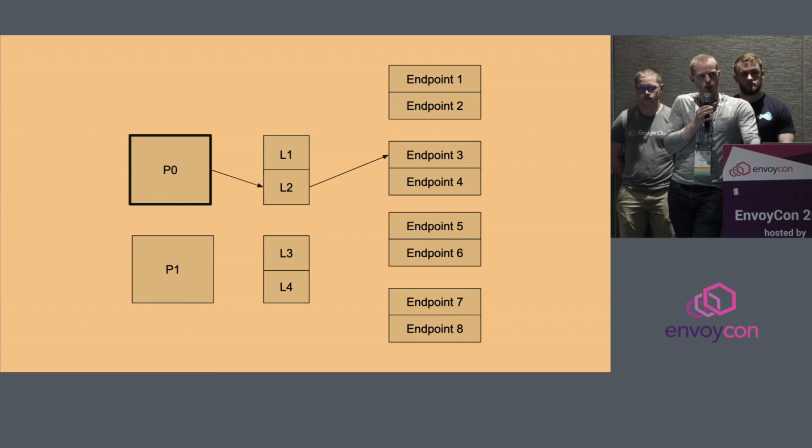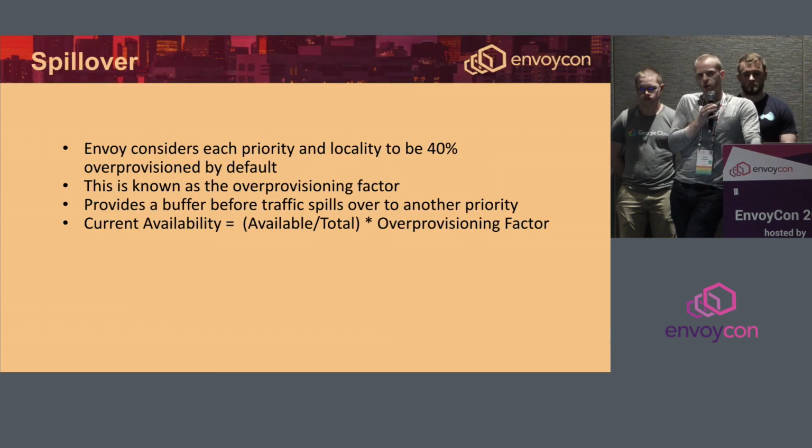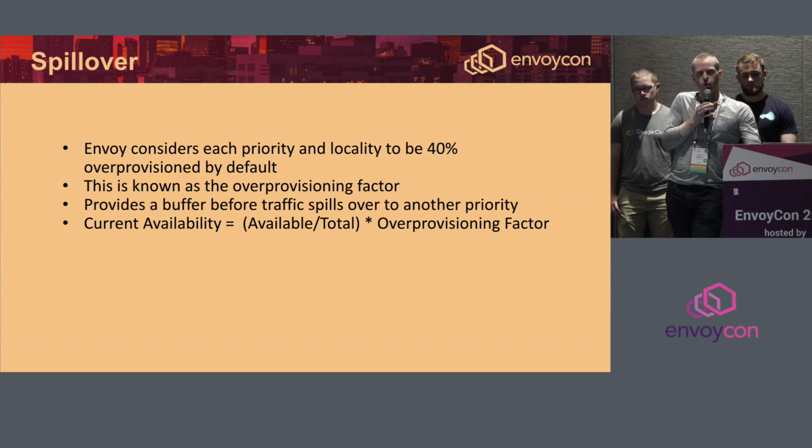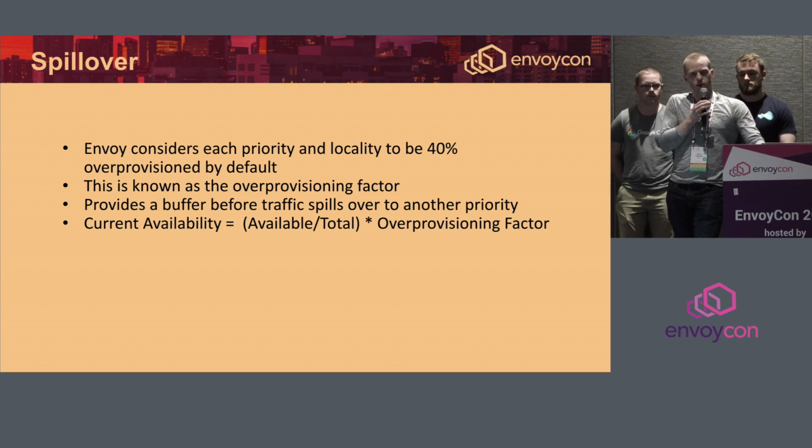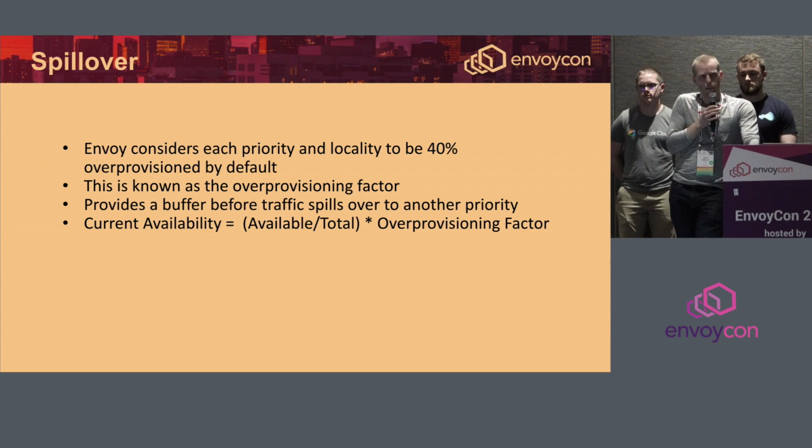But let's look at what happens when things become unhealthy. This is where the concept of spillover comes in, where Envoy assumes that each of your priorities and localities are over-provisioned, in the sense that it assumes you put more endpoints in there than it actually needs to handle the expected load. So there's a 40% default over-provisioning factor that provides a buffer where if a few endpoints go down, nothing happens. Once a certain threshold is hit, you'll see that your spillover percentage, the amount of traffic that goes elsewhere, starts to increase linearly with the availability ratio.